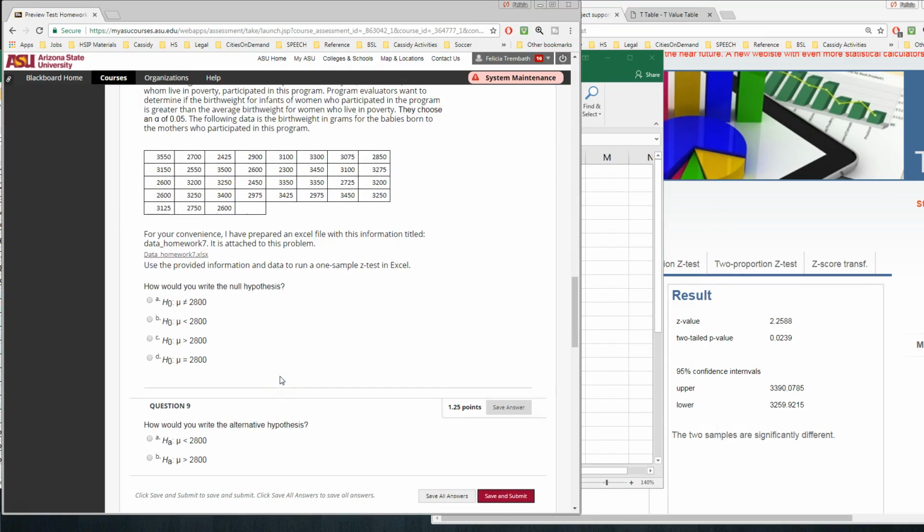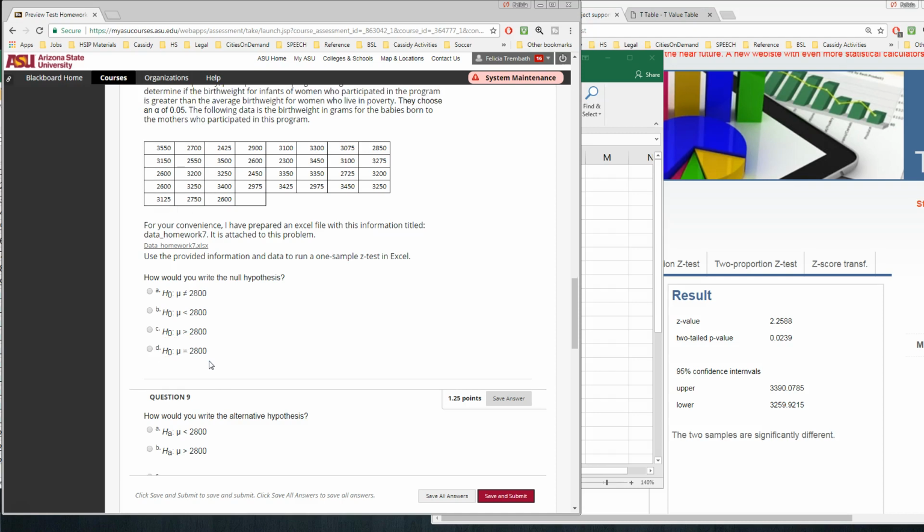So first, how would I write the null hypothesis? So my null hypothesis is that there's going to be no difference. It's going to be the same. So it's going to be that my population mean, that the mean birth weight is going to be equal to 2,800 grams. That's what it is. It's not going to be different.